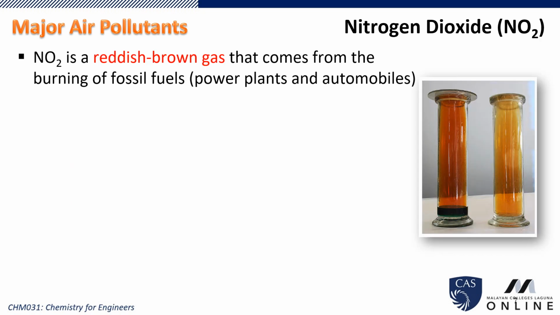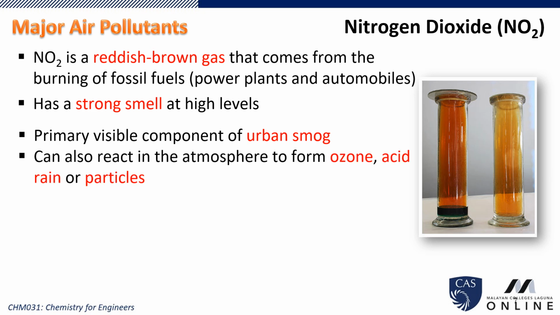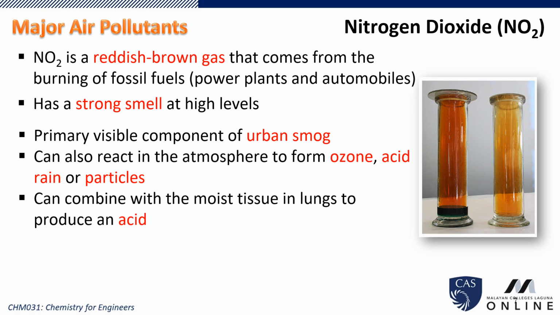Nitrogen oxide is a reddish-brown gas that comes from the burning of fossil fuels, such as in the case of power plants and automobiles. They have a strong smell at high levels, and they are the primary visible component of urban smog. They can also react in the atmosphere to form ozone, acid rain, or particles.